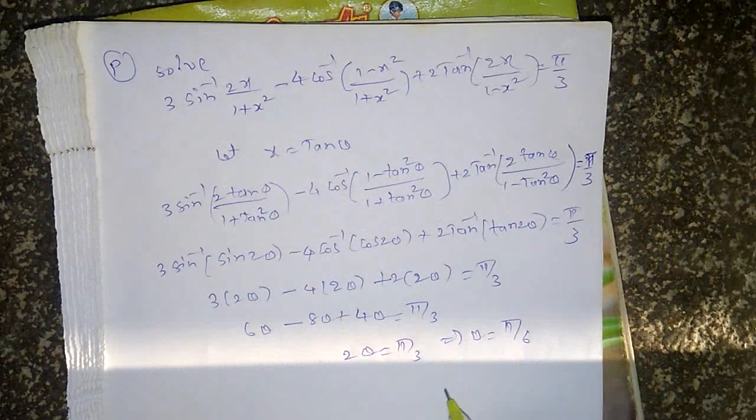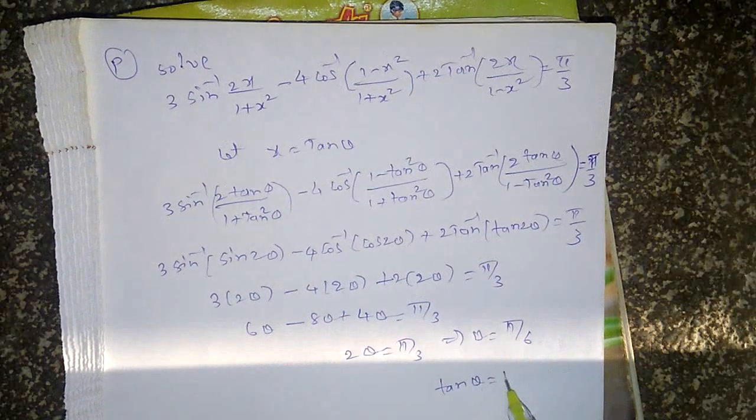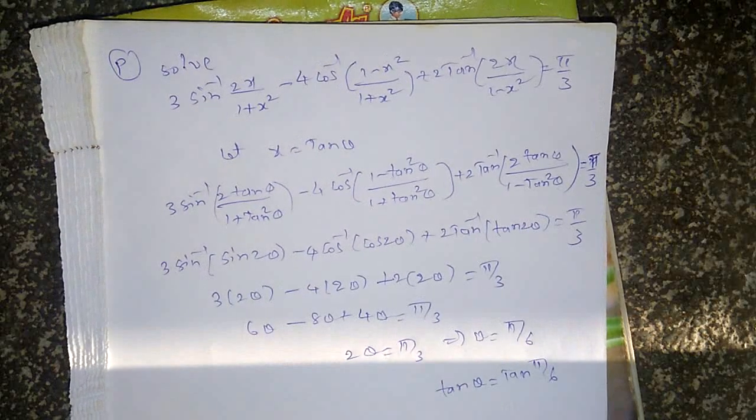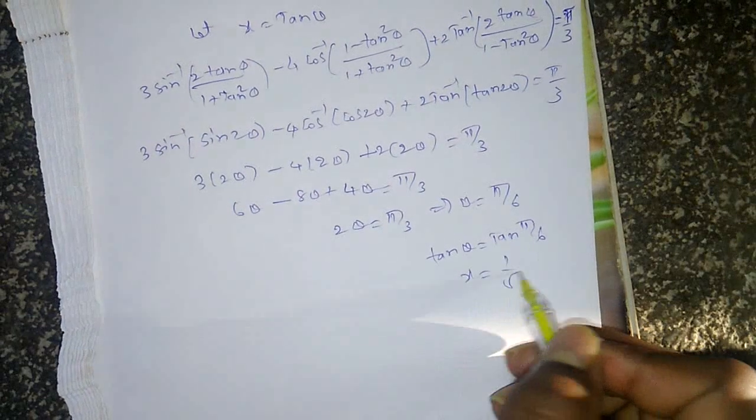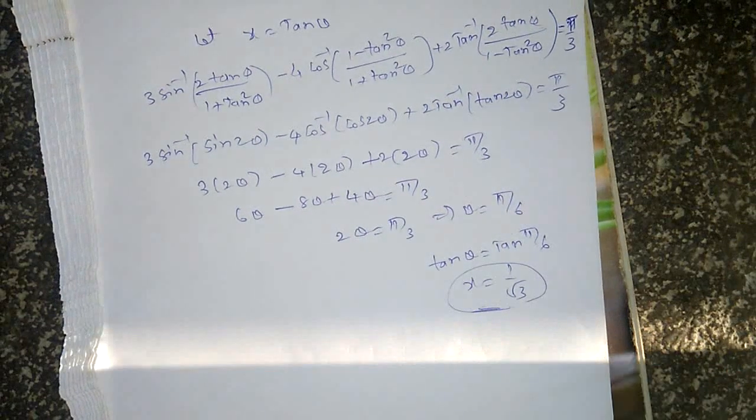Now apply tan on both sides. Tan theta is equal to tan pi by 6. Tan theta is equal to x. Tan pi by 6 is equal to 1 by root 3. That is the solution.